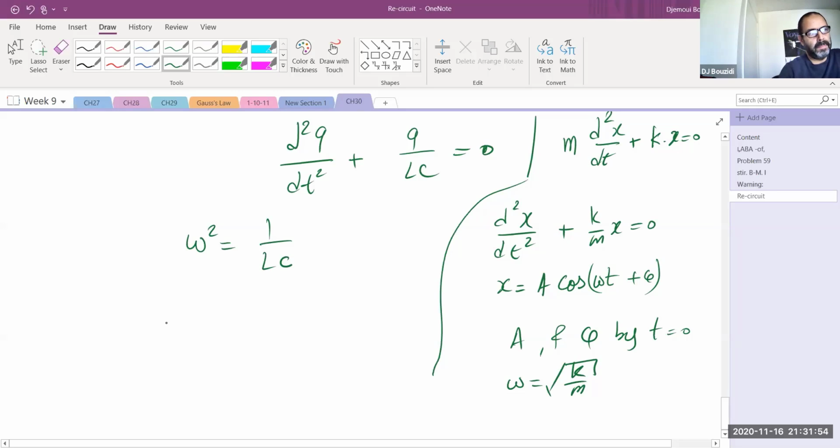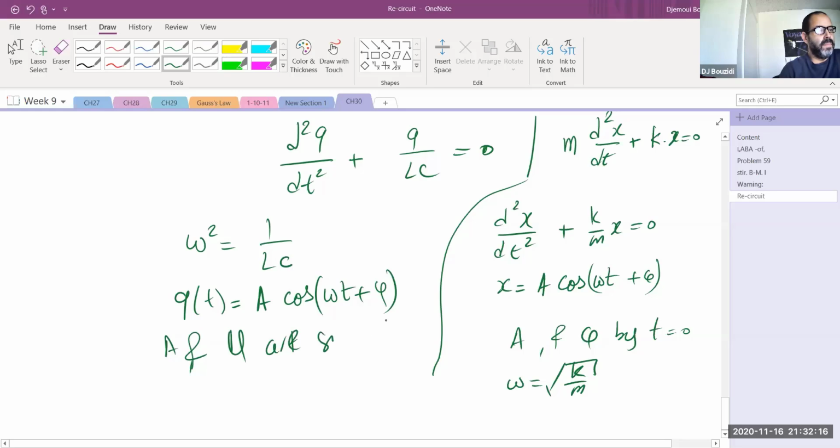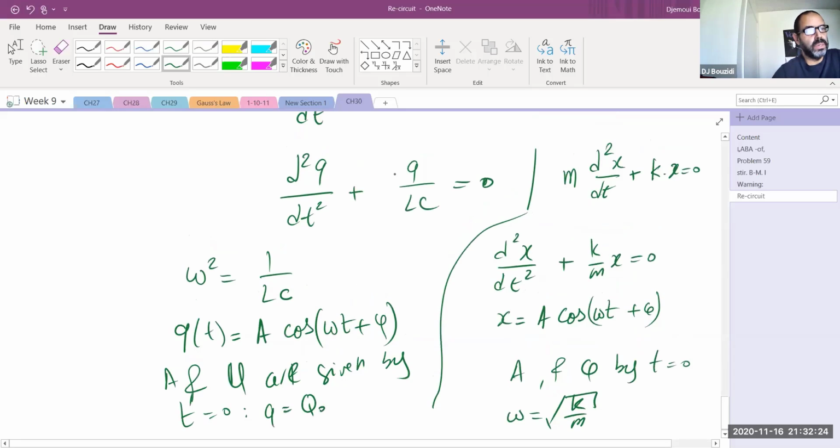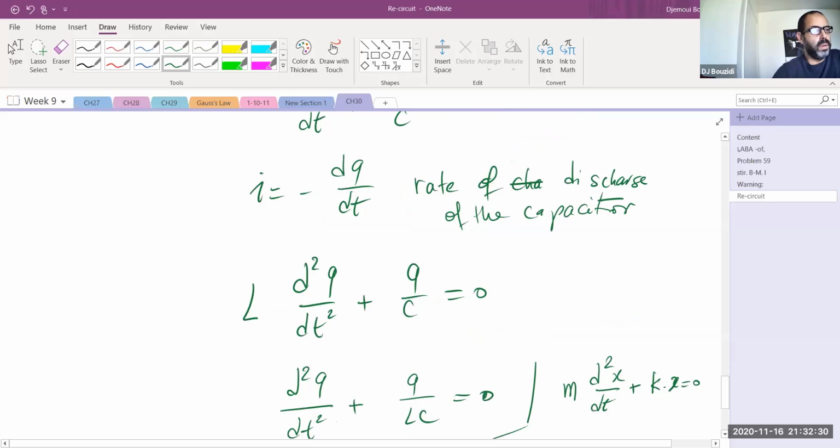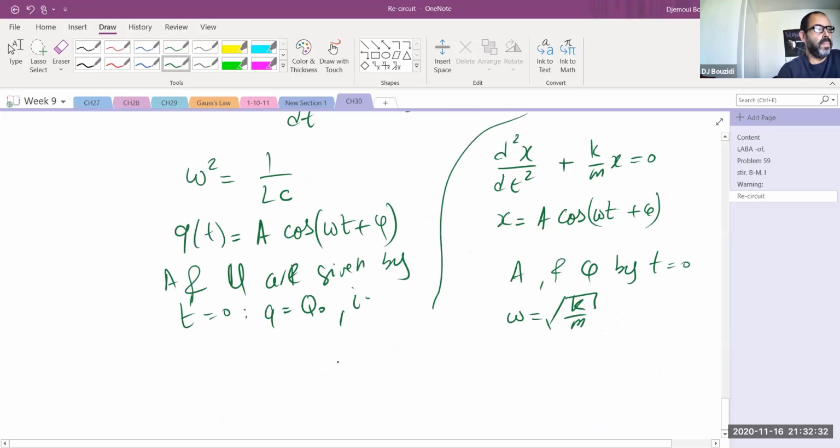The solution q of t now is going to be given by a constant times the cosine of omega t plus phi, where again the same thing, A and phi are given by what happened at t equal to 0. Namely, q is equal to q naught. What were the initial conditions? Yeah, q naught, and I is equal to 0. There was no current in the circuit.